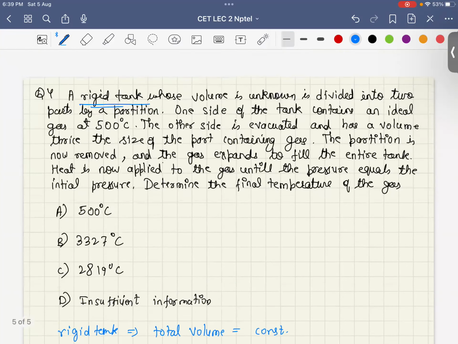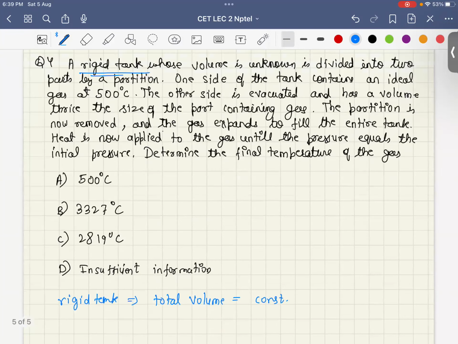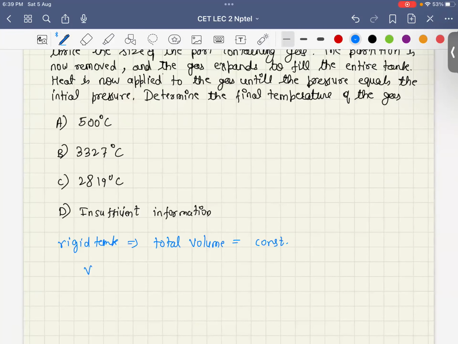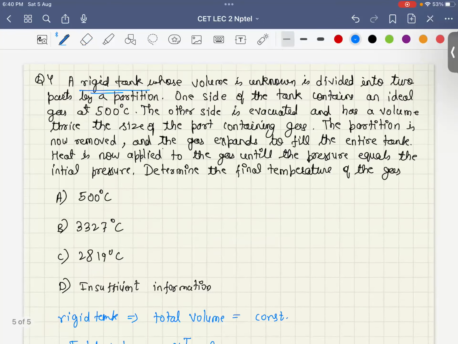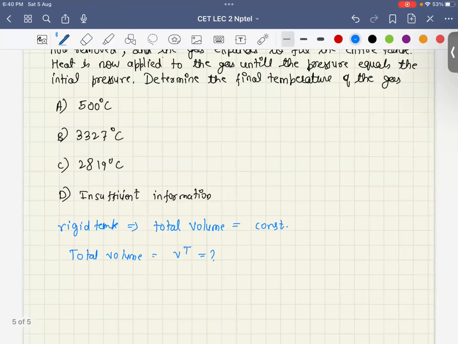Then what we have is a system whose volume is unknown. Let's say the total volume is Vt. Vt is unknown, and it is divided into two parts. So let's take an example.